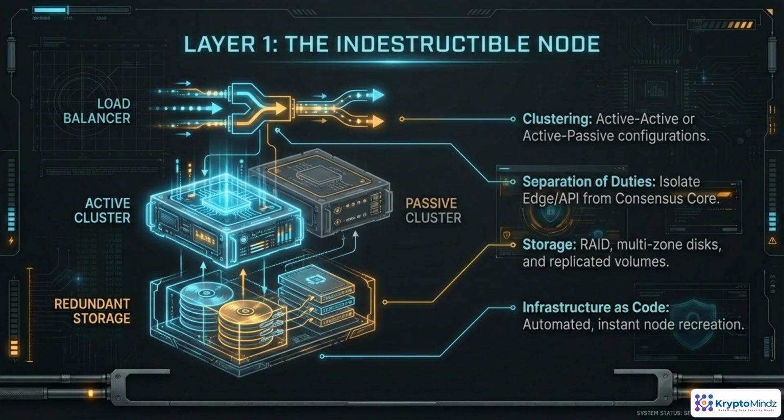Storage is built on the assumption of failure too. RAID, cross-zone disks, and replicated volumes protect ledger state. And underneath it all, everything is defined as code, so you can recreate a compromised or failed node quickly, predictably, and compliantly.